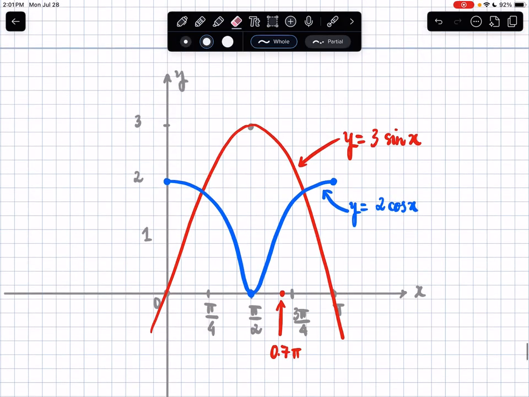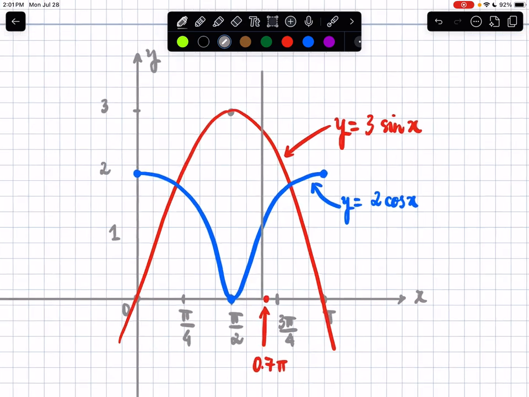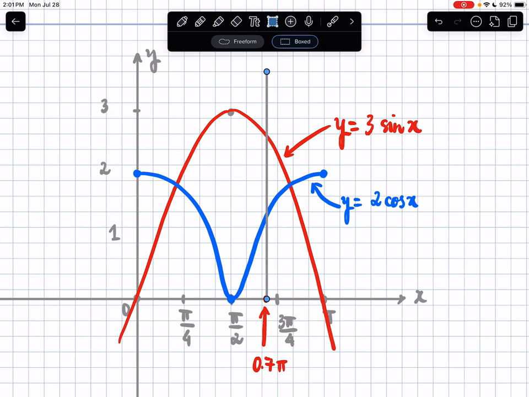Here's the graph we have. We need to compute the area where x goes from 0 to 0.7 pi. 0.7 pi gives us this vertical line. So we need to compute the area of this region.